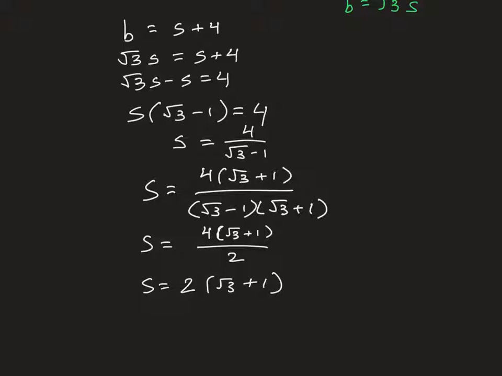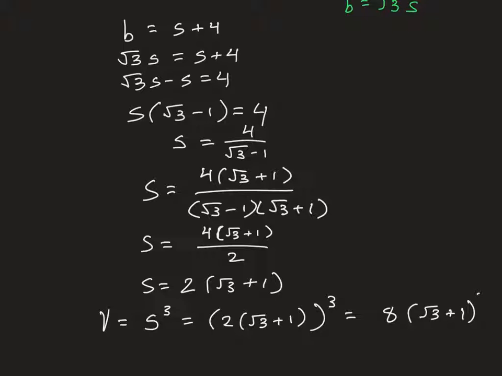And the problem asks for the volume of the cube, and that's easy because it's just a cube. So we do volume equals s cubed equals 2 times root 3 plus 1 whole cubed. And we can just write that as, oh no, not 8 cubed. 2 cubed is just 8, times root 3 plus 1, and that's cubed.